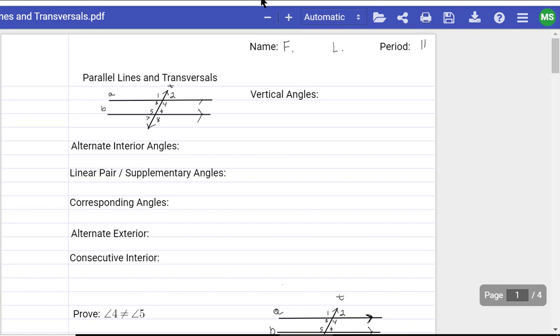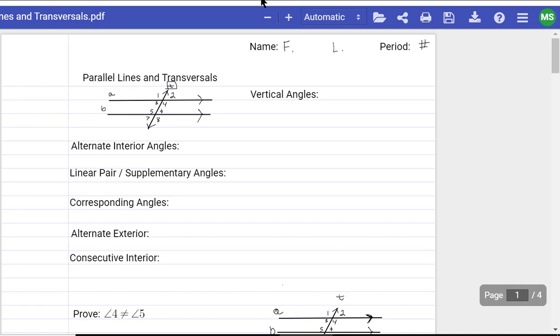Write your period number as well. So when we have two lines that are parallel, for example, line A and B right here, and they're cut by a transversal T right here, see this T right there, then there are going to be some angle relationships.